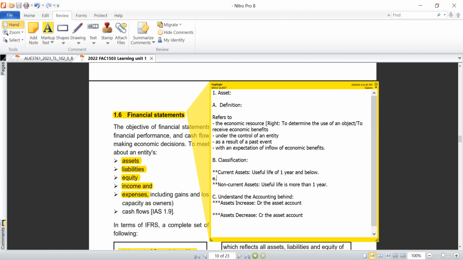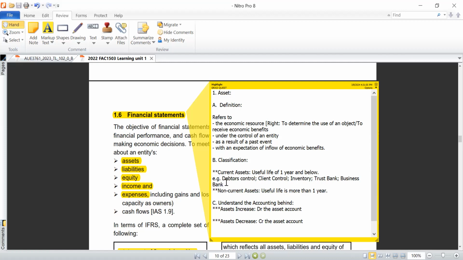I'm going to give you examples. So let's start off with the current assets. With current assets, you would have such a thing called debtors control. Now, debtors control is the same thing as referring to people owing you money. And in the context of you as a practicing attorney, we call this client control. So it's a current asset. Then another group of assets which are considered current assets can also involve inventory. It can also involve bank. And with bank, there are two types: trust bank and business bank. All of these are current assets by nature.